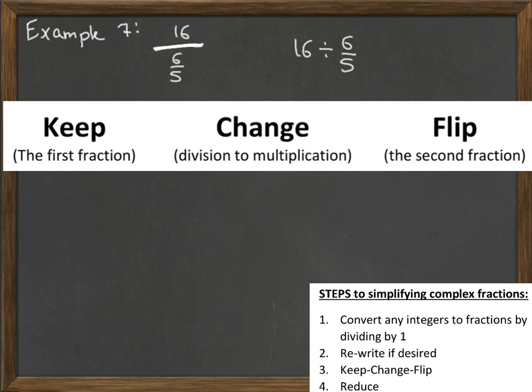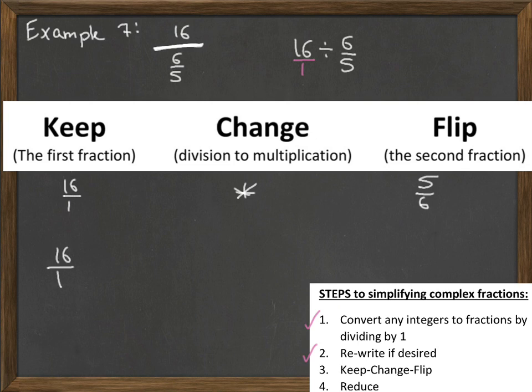All right, so let's go through our steps. Our first step is to convert our integers to fractions. As you can see, 16 is an integer, so we need to put it over 1 so that we're looking at a fraction and we can proceed. We already rewrote it using the other division symbol. So now all that's left to do is our normal keep, change, flip. We keep the 16 over 1, we change the division symbol to multiplication, and we flip 6 over 5. The reciprocal of 6 over 5 is 5 over 6.